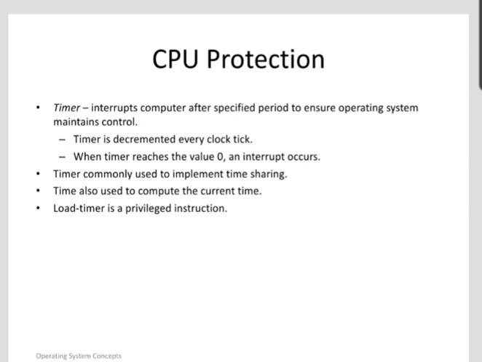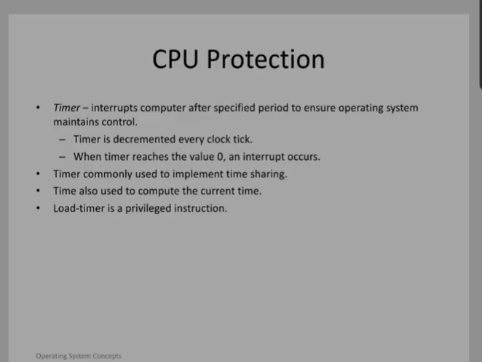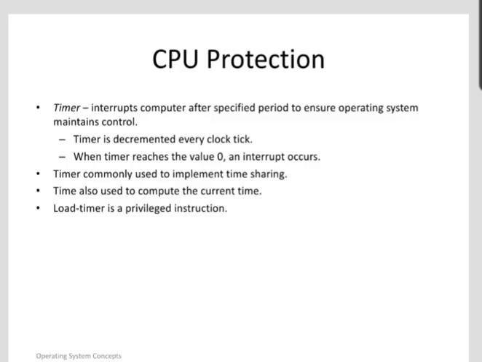The CPU protection: here the timer interrupts the computer after a specified period to ensure the operating system maintains control. The timer is decremented every clock tick, and when the timer reaches the value 0, an interrupt occurs. The timer is commonly used to implement time sharing. The timer is also used to compute the current time. The load timer is a privileged instruction. So this is all about the protection.